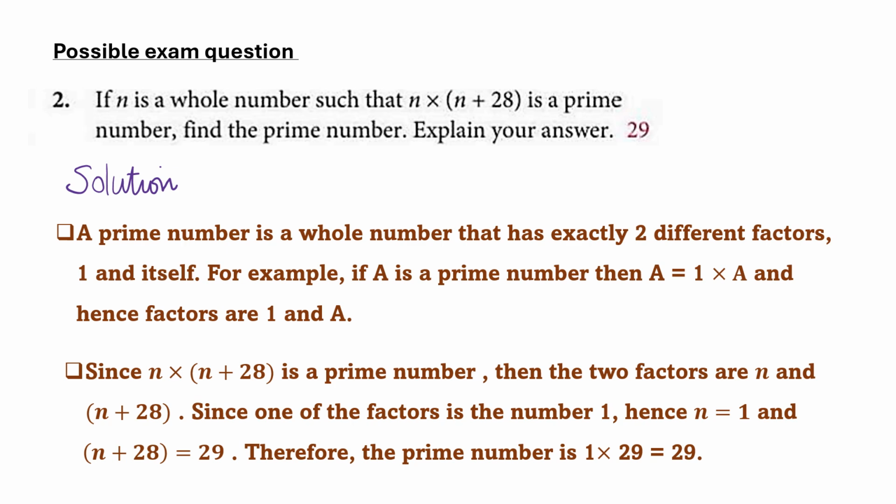Right, but can you let n plus 28 equal 1? If you let n plus 28 equal 1, then n, the other number, will be negative 27. And negative 27 is not a prime number. Right, 27 is actually equal to 3 times 9. So therefore, you can't let n plus 28 equal 1.